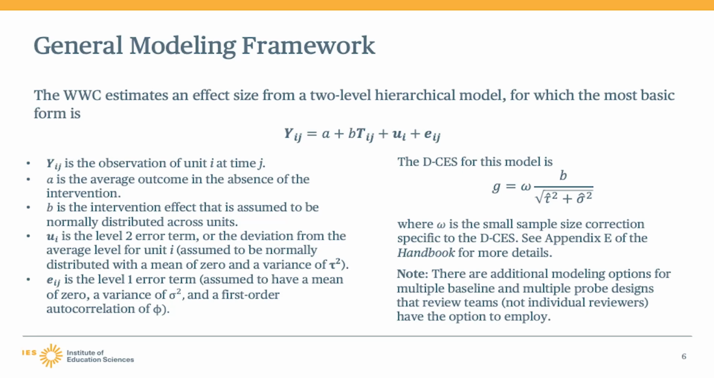This is similar to the effect size calculations the WWC uses for group designs, where we divide the unstandardized mean difference by the pooled standard deviation. The standardized effect is then multiplied by the small sample size correction factor, omega, which is specific to the D-CES and can be found in Appendix E of the handbook.